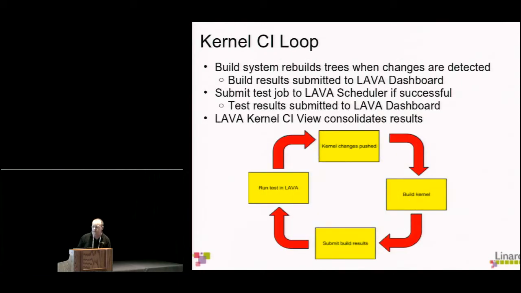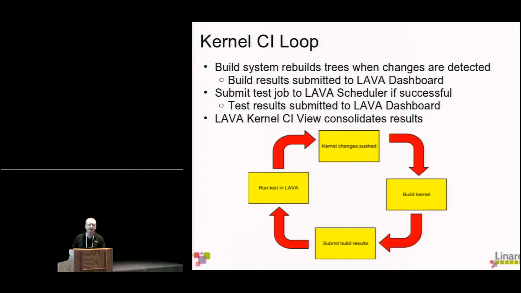So the kernel CI loop isn't really too much different from that. We still do the builds in Jenkins. We have several upstream trees as well as Linaro trees that we try to detect changes in and then do the test and then submit the results to Lava dashboard when it's done.